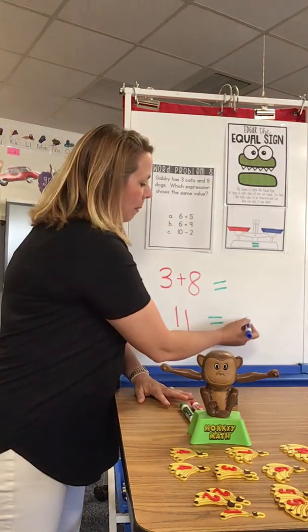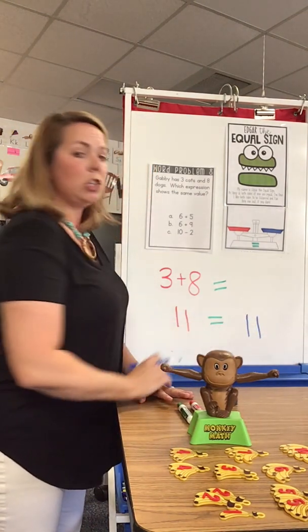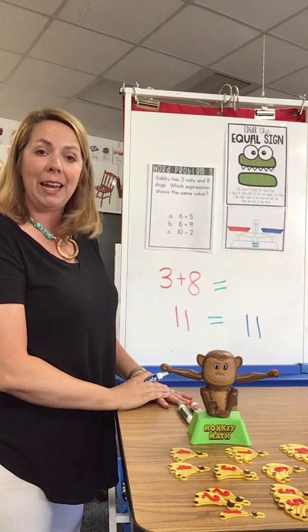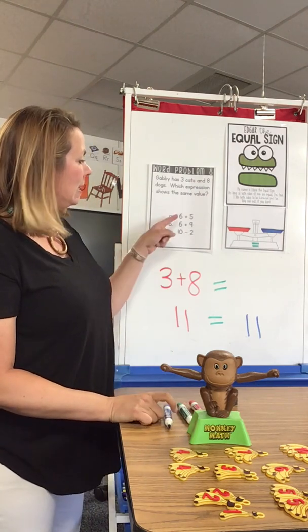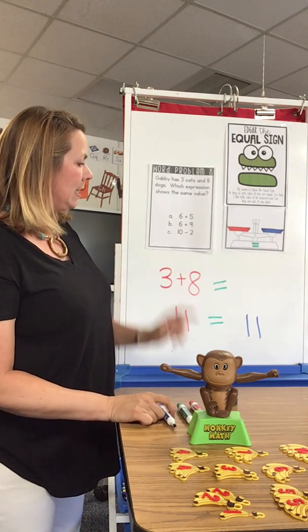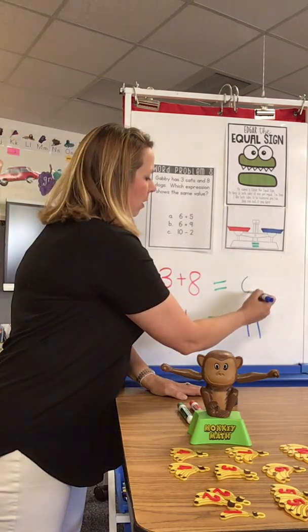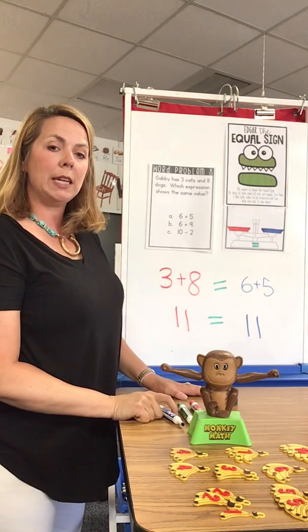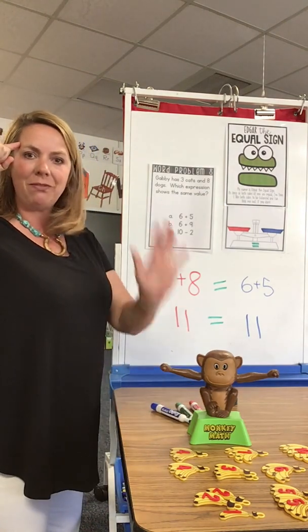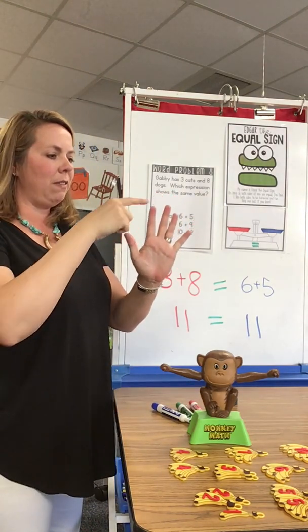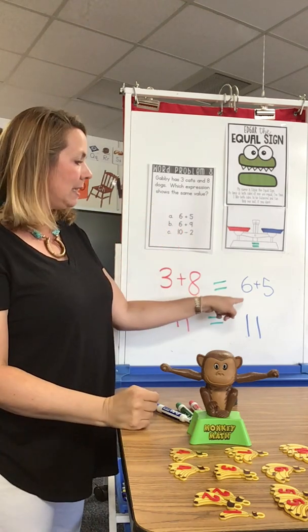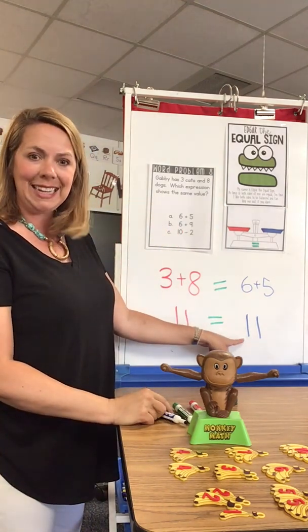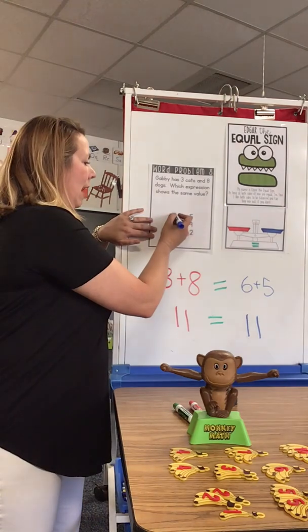I need the number on this side to also be 11 for my equation to be balanced. So let's try with this first one, 6 plus 5. That's my first choice. 6 plus 5 more, 6. 7, 8, 9, 10, 11. 6 plus 5 is 11. I know that answer works.